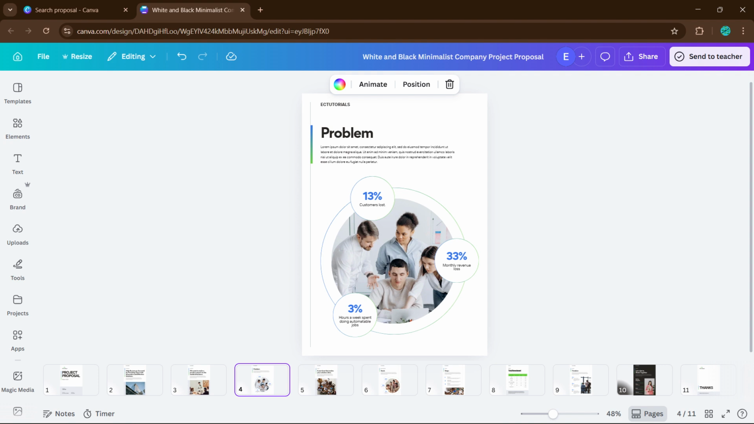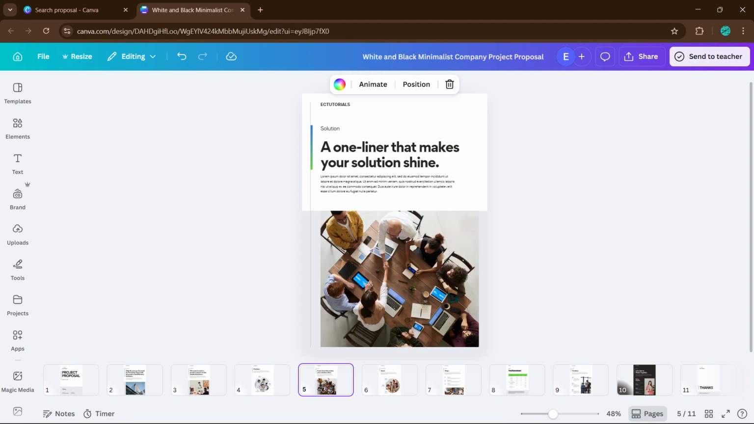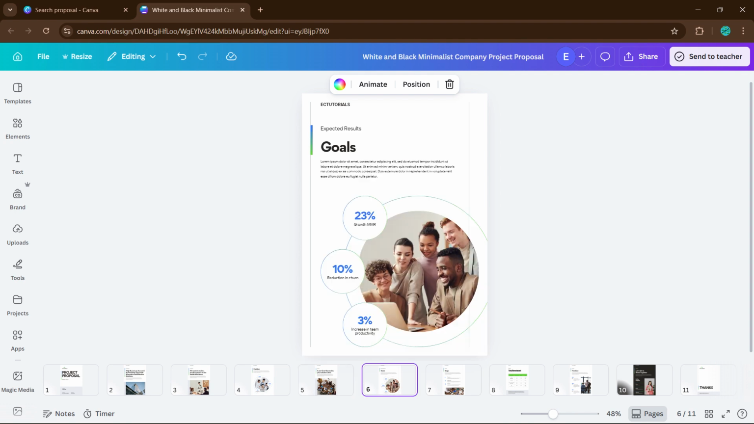Once the problem is clear, you present the proposed solution. This is where you explain what you will do and how you plan to solve the problem. Be clear and practical so the client understands your approach. You should also include objectives, which are the specific goals you want to achieve during the project.